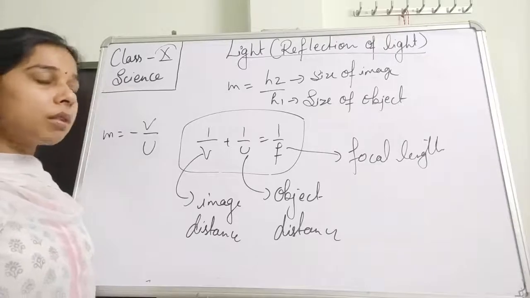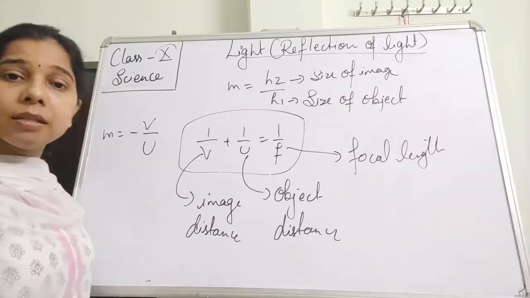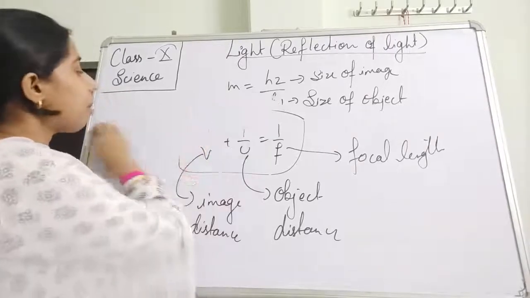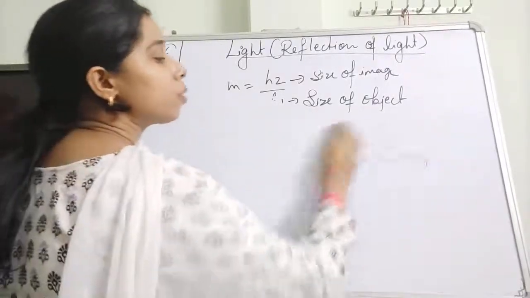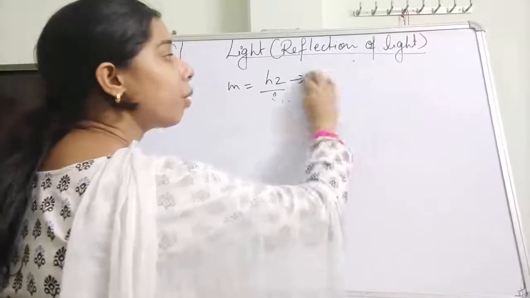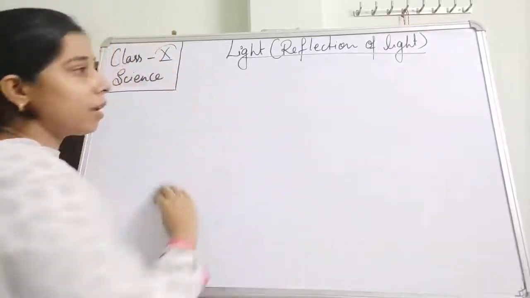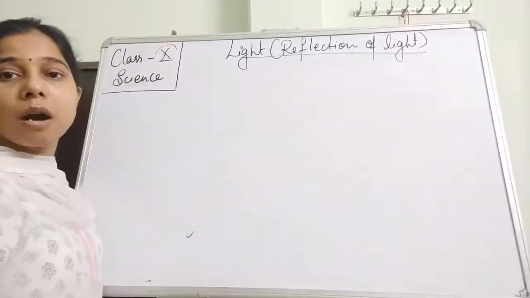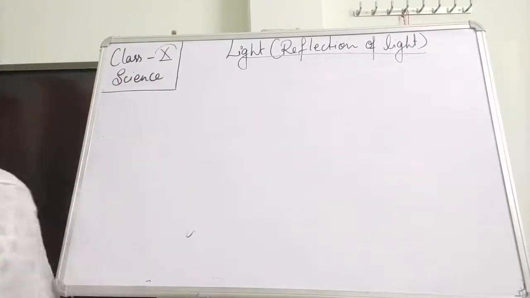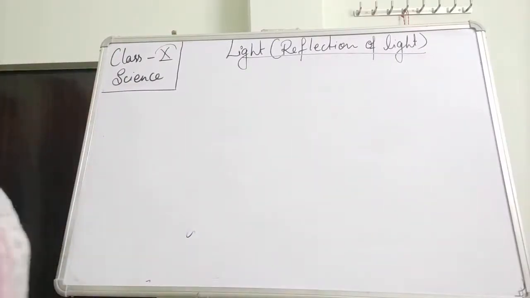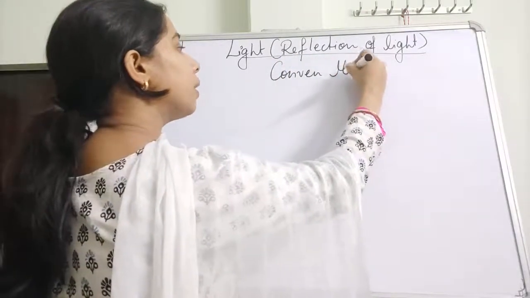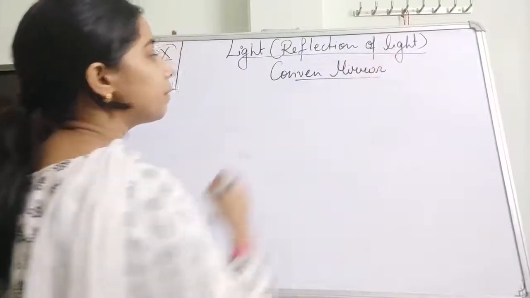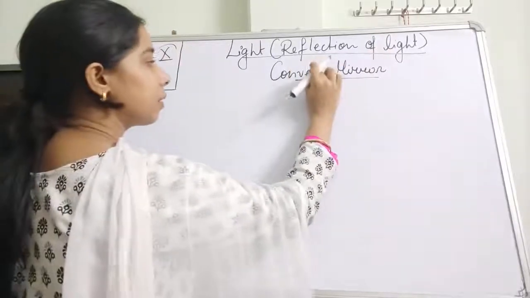So these are the formulas on which we had seen some numericals related to the mirror formula, and that is really important, students, because questions related to that used to be asked. Now moving on, we have understood everything about the concave mirror. Now we will see the convex mirror.